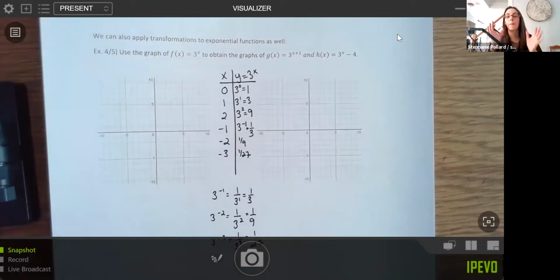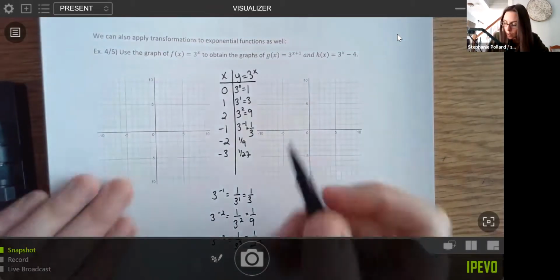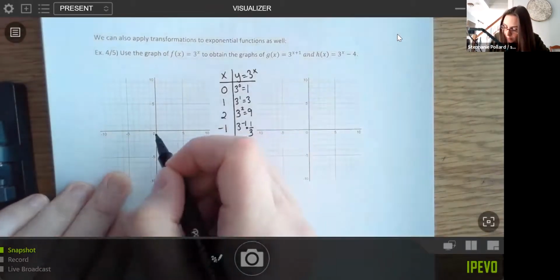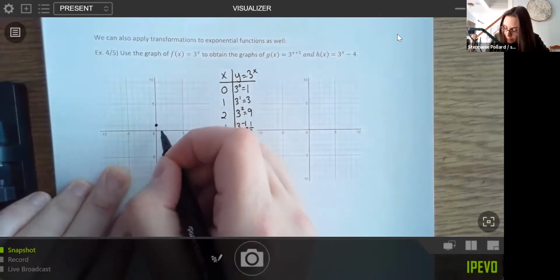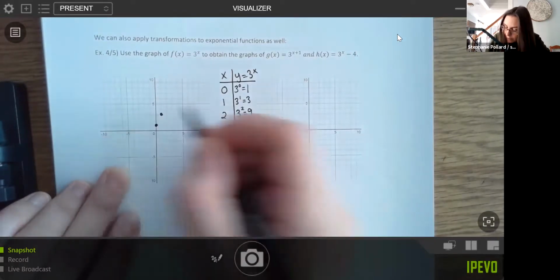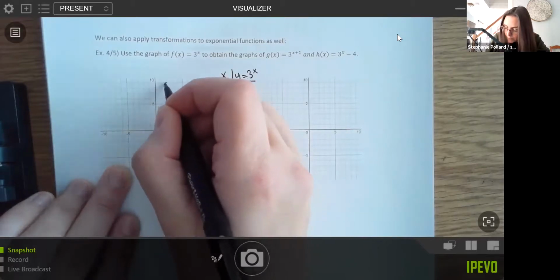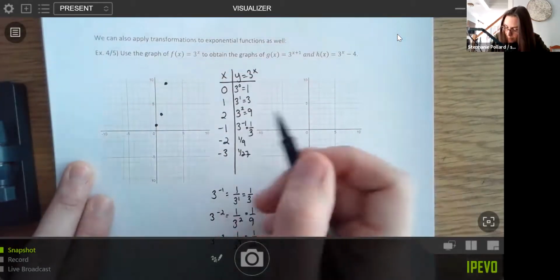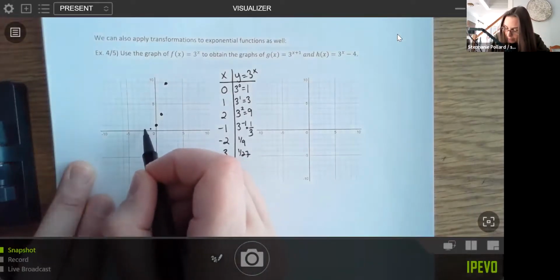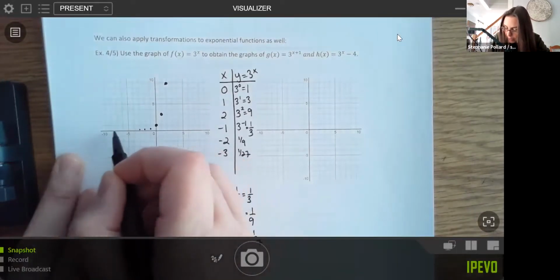So let's graph our base function first. So let's see, I have (0, 1). I have (1, 3), (2, 3)... I have (2, 9), so 5, 6, 7, 8, 9. And then here, I'm at 1/3, 1/9, 1/27. That's getting really close to that axis.